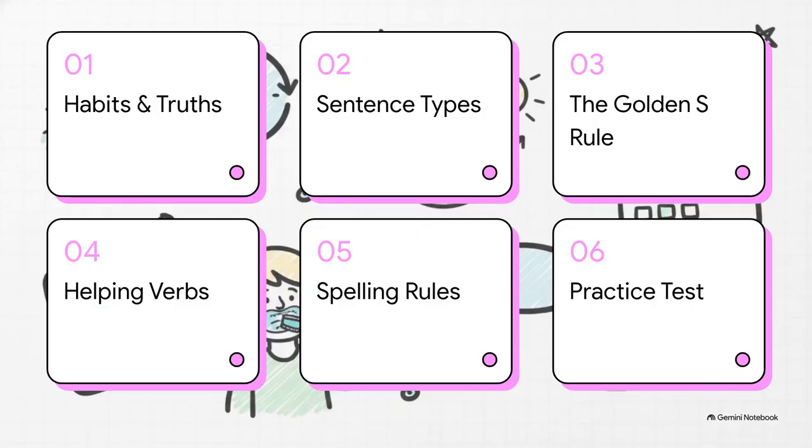1. Habits, truths, and routines. 2. The 4 sentence types. 3. The golden S rule. 4. Helping verbs, do and does. 5. Spelling rules and exceptions. And finally, 6. We'll put it into practice.